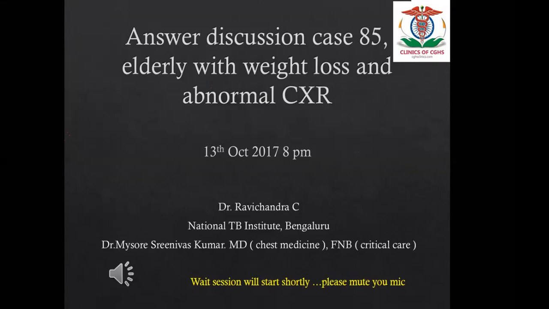So welcome, doctors. This is the second national learning session, second this week. We had a backlog of one case which was to be discussed. It was case number 85, the elderly patient with weight loss and abnormal chest X-ray. We welcome Dr. Ravi Chandra from National Tuberculosis Institute, Bangalore, and Dr. Meshur Srivas Kumar from Hyderabad, who must be on his way to join us. I welcome all for this nationwide learning session.